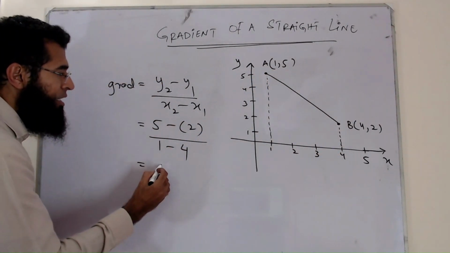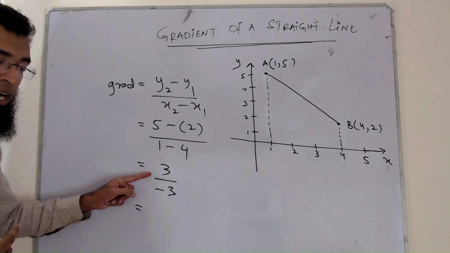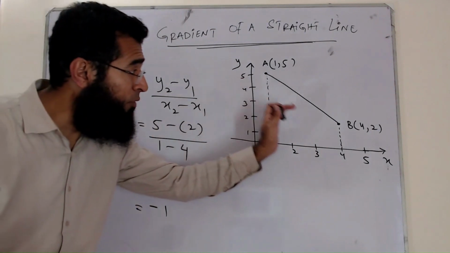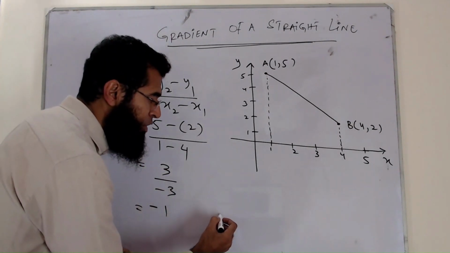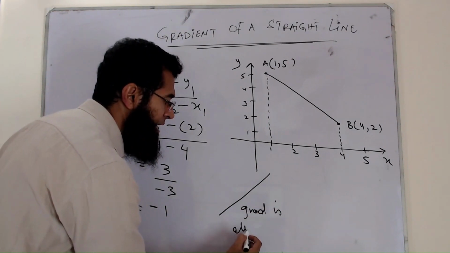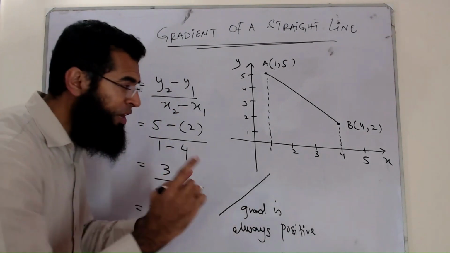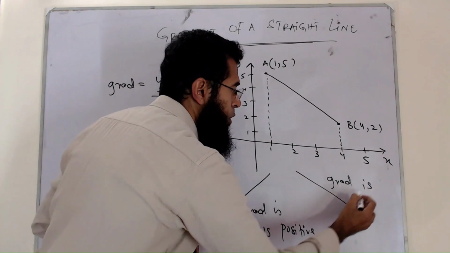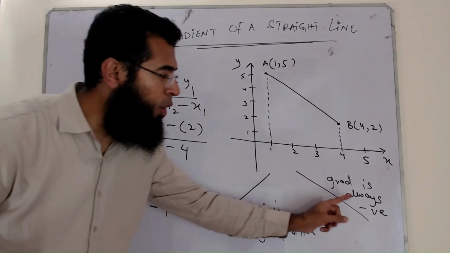So the answer is 3 over minus 3, and we know that this sign multiplies with the sign of the term, which is positive, so the answer will be minus 1. The gradient of this slope is minus 1. But please remember one thing. If a line slopes upwards towards the right, the gradient is always positive. If a line slopes downwards towards the right, the gradient is always negative.